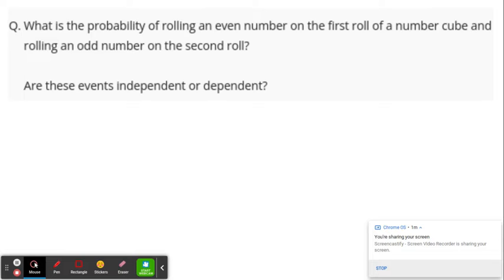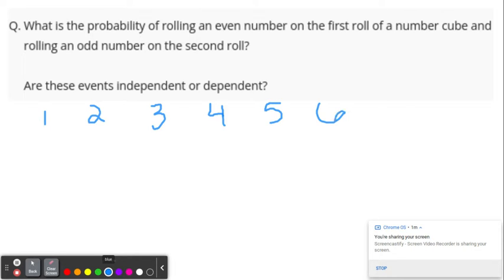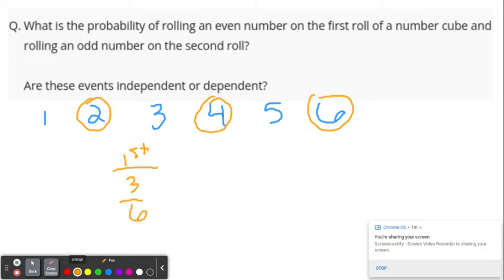What's the probability of rolling an even number on the first roll of a number cube and rolling an odd number on the second roll? Okay, so again, if we think about this, you have to determine if the probability of the second event is affected by the first. So the probability of rolling an even number on a number cube. Our numbers on a number cube are 1, 2, 3, 4, 5, 6. We want an even number first. So our even numbers are 2, 4, 6. So for the first roll, our probability is 3 out of 6.